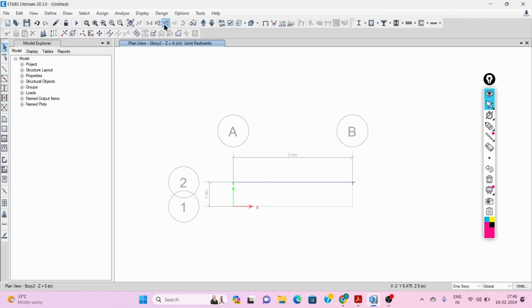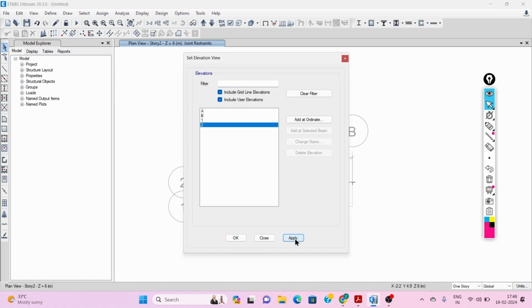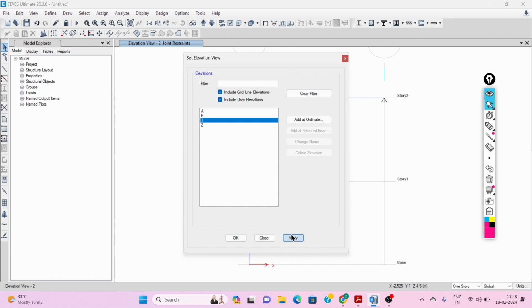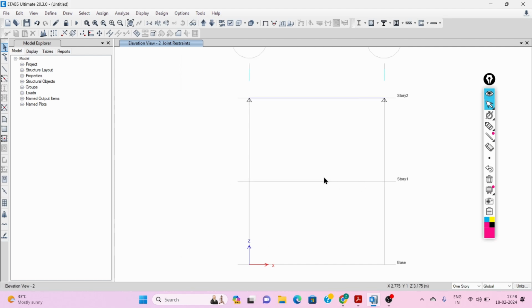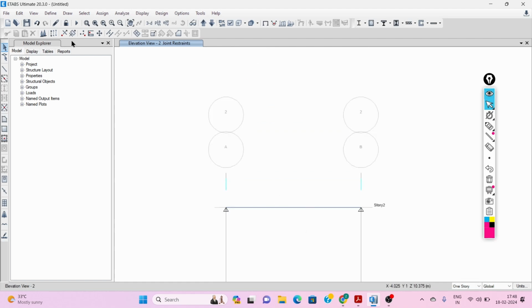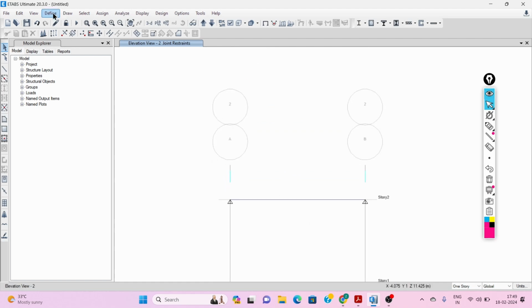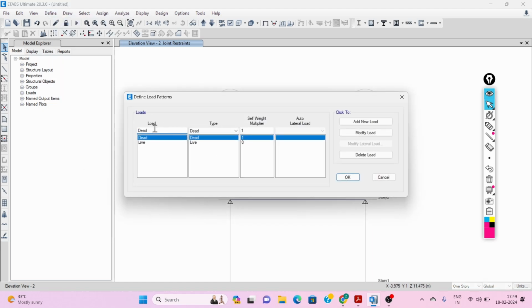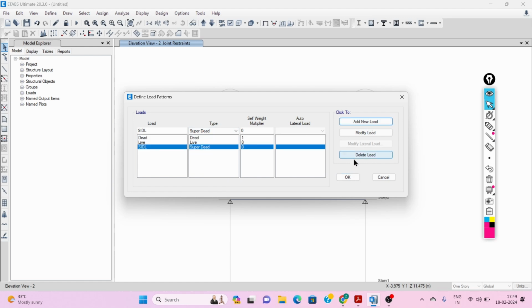First of all, I will keep it in elevation. Here I will make a load combination. First I'll make a load pattern over here. Just go to Define, Load Pattern, SIDL, it is super dead. Add new, just click on OK.